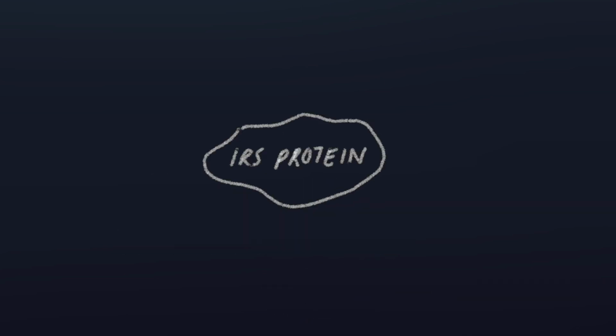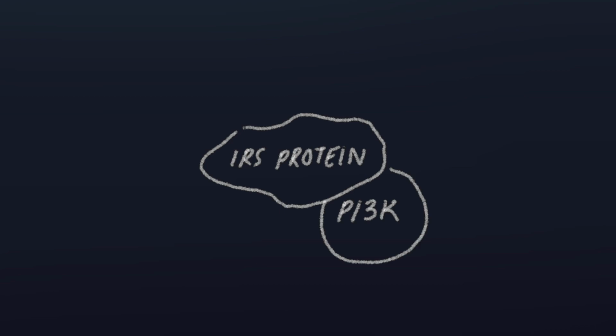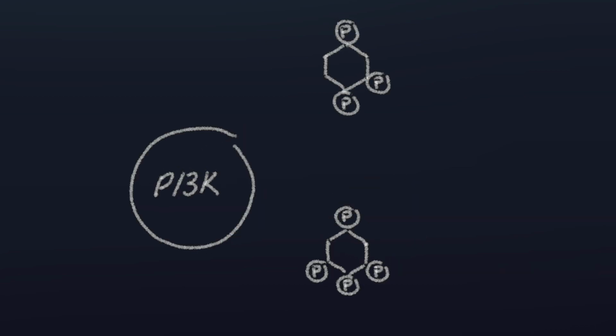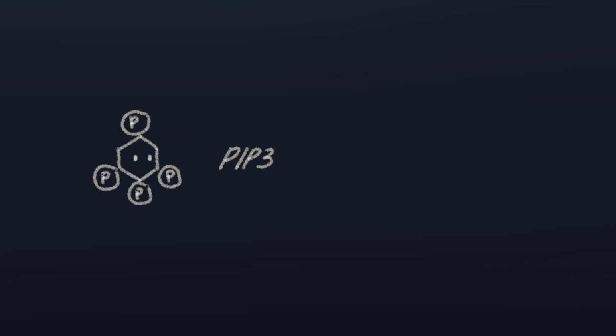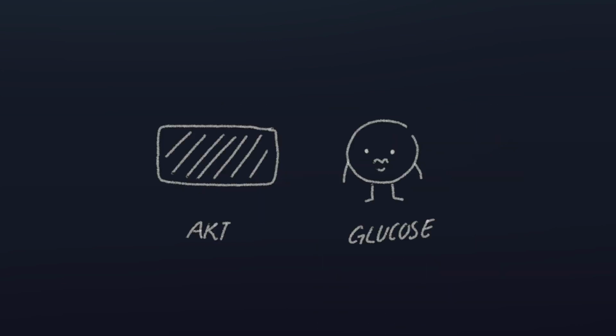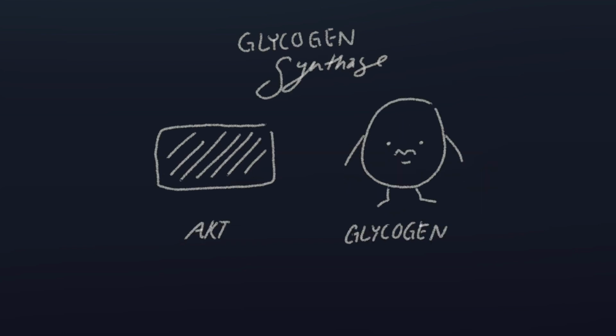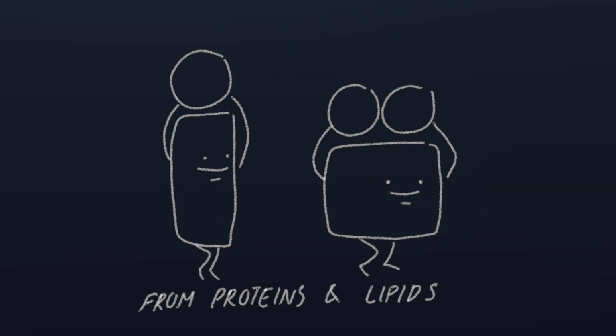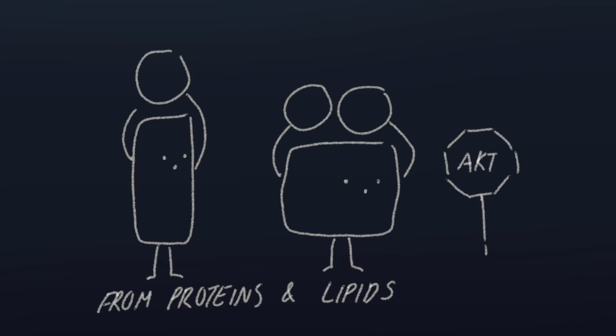The IRS proteins then cause the activation of the enzyme PI3K, which acts as a catalyst for the conversion of PIP2 to PIP3. PIP3 recruits AKT, which activates GLUT4 vesicles, causing more glucose to be absorbed by the cell. AKT also activates the enzyme glycogen synthase, which turns glucose into glycogen for storage. And it slows the activity of enzymes involved in gluconeogenesis, a process which synthesizes glucose from non-carbohydrate sources, such as proteins and lipids.